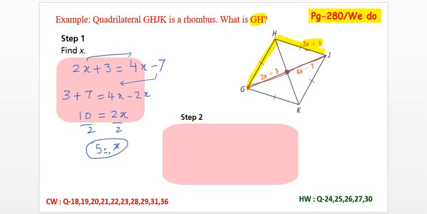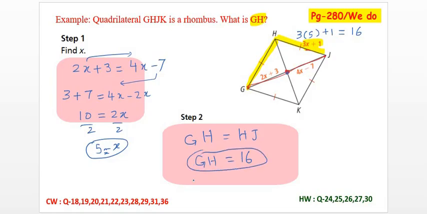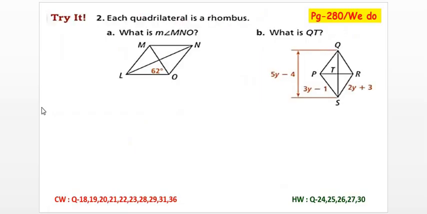Now we will substitute this value of x over here. So it will give us 3 times 5 plus 1. So it's 15 plus 1, that is 16. So I can say that GH, the one that I'm trying to find, is actually equal to HJ. And what is the value of HJ? It's 16. That's why the value of GH will also be 16. So this will be the final answer. Hope it's clear for you.